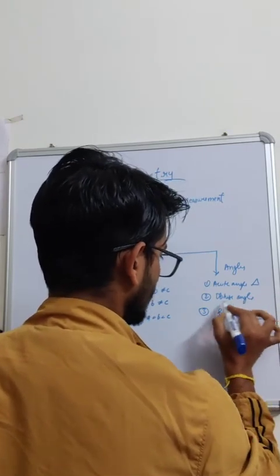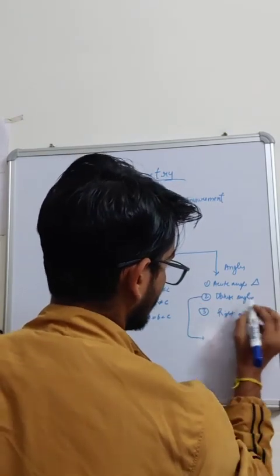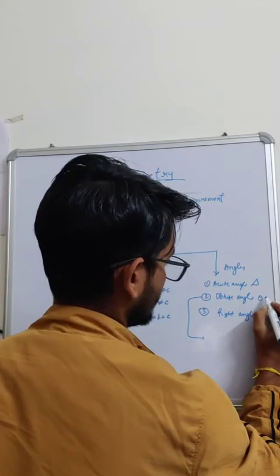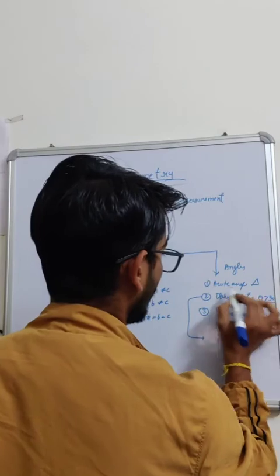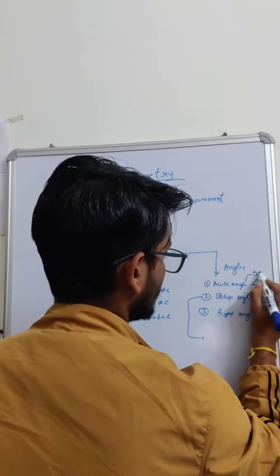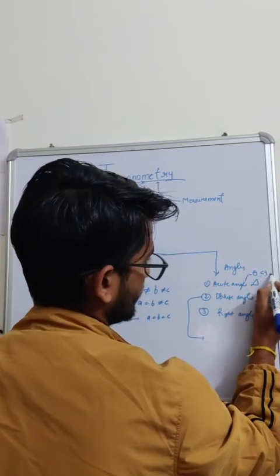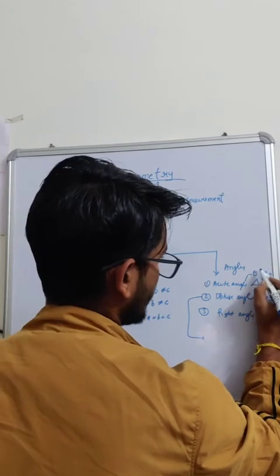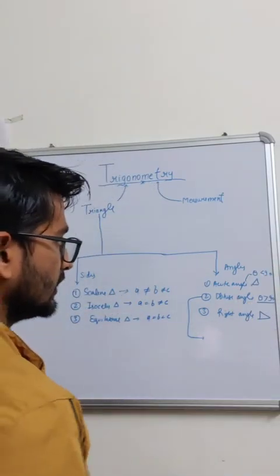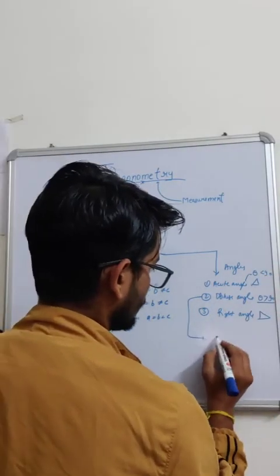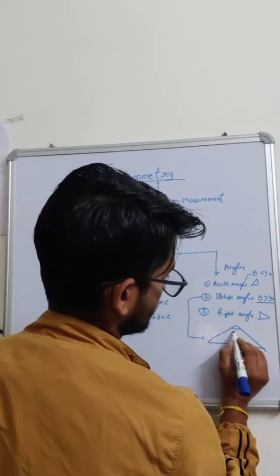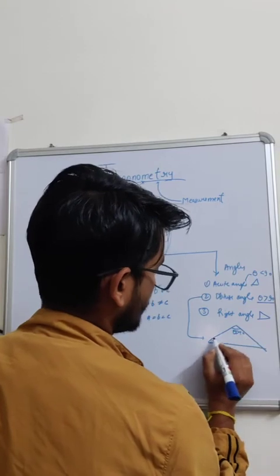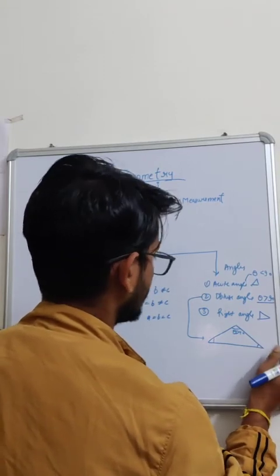If you want to see the shape of this obtuse angle triangle, here one angle, let's say it is theta, should be more than 90 degrees. In an acute angle triangle, all the angles should be less than 90 degrees. All the angles means angle A, B, C, all should be less than 90 degrees. Obtuse angle, this is the shape. Here this angle is more than 90 degrees, and this is the rest of the angles.